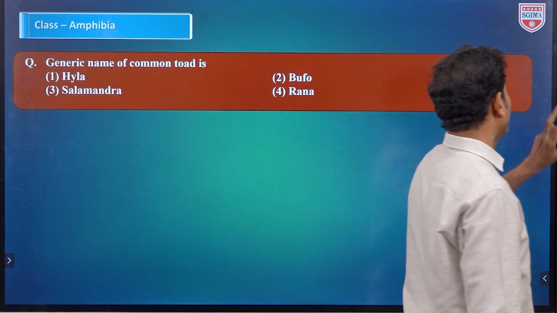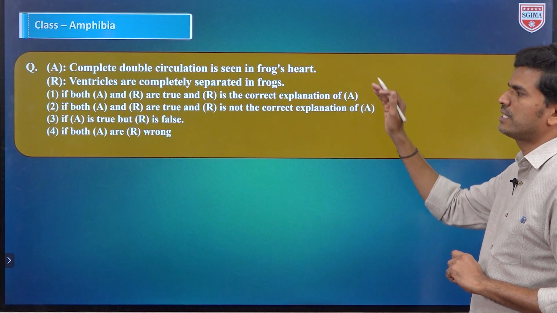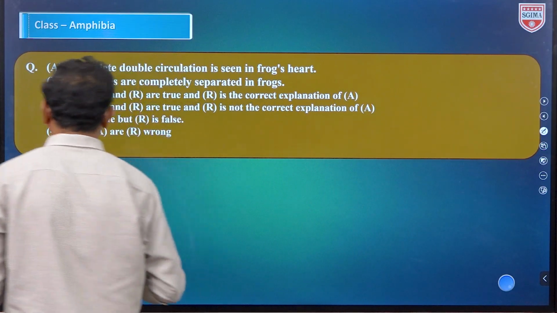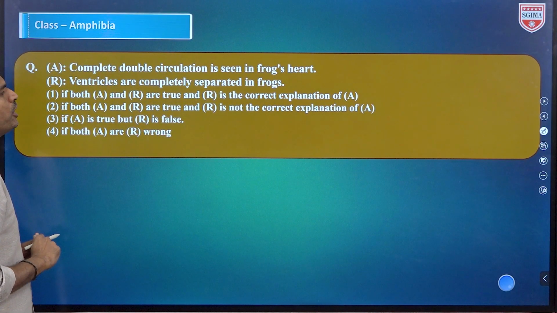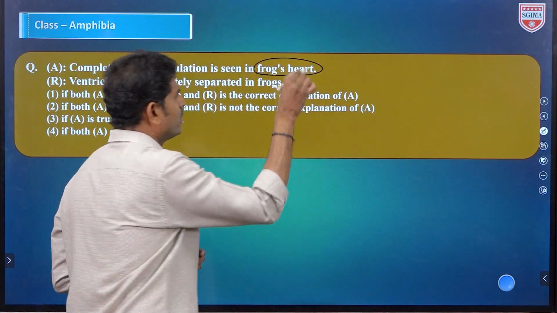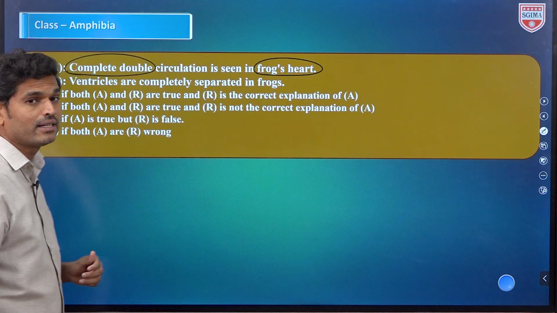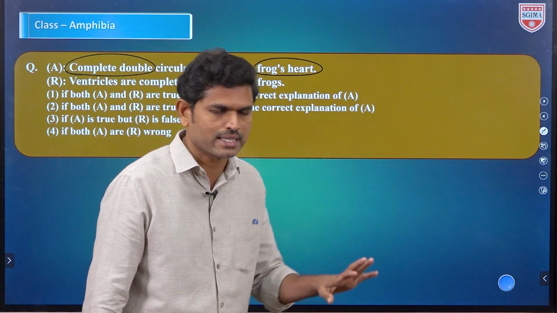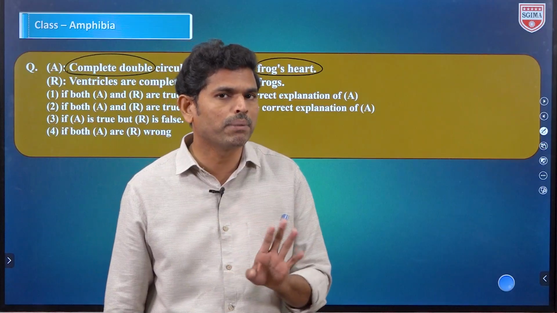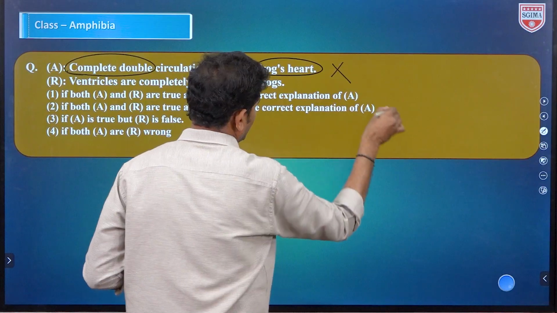Now we can see another slide, another question. Read the question. It is not a direct question, this is an assertion reasoning question. See what the assertion says: complete double circulation is seen in frog's heart. In the frog's circulatory system, what did we mention? Is it complete double circulation? We have already explained and discussed this. They have double circulation, but it is not complete double circulation, it is incomplete double circulation. So the assertion is wrong.